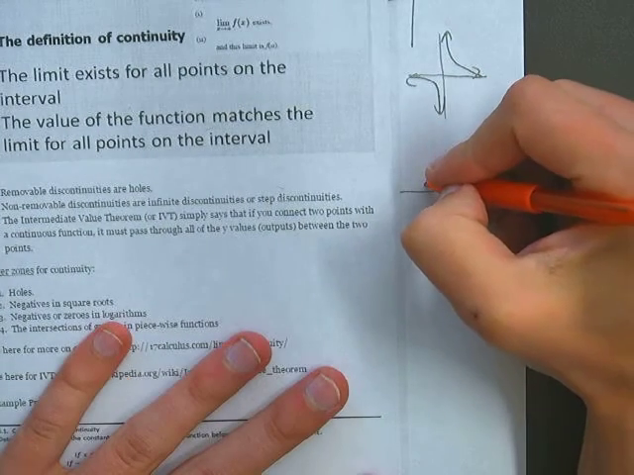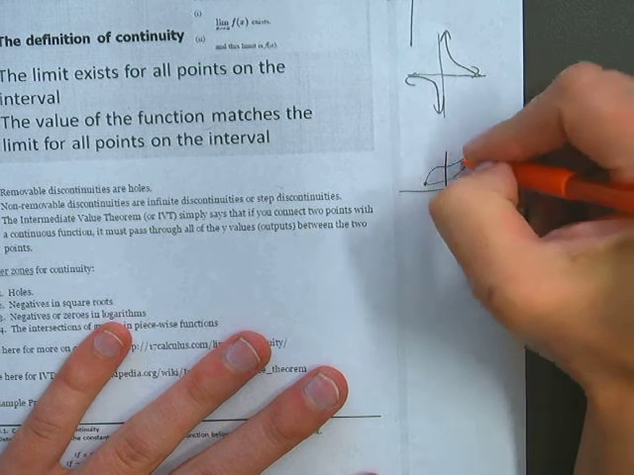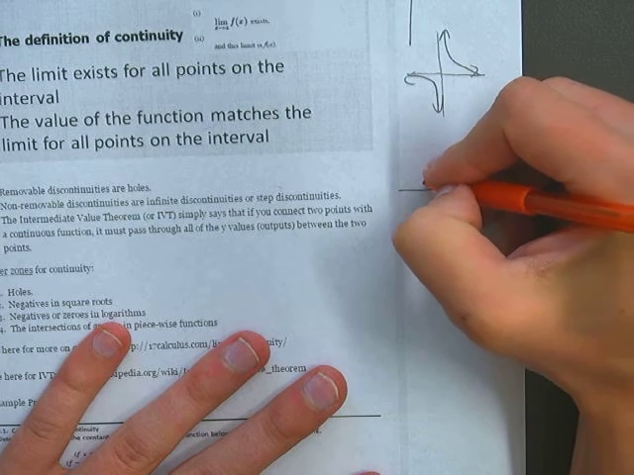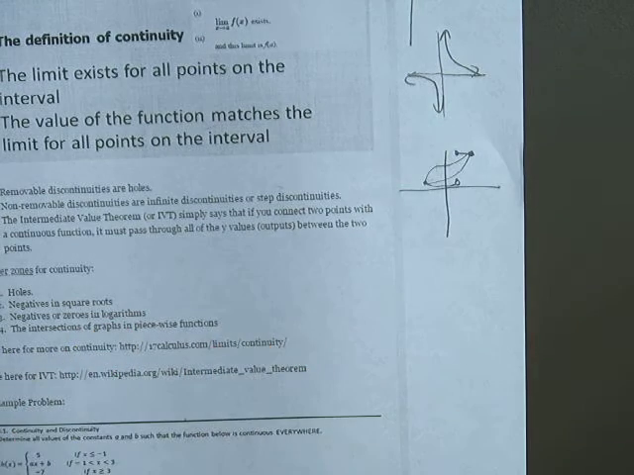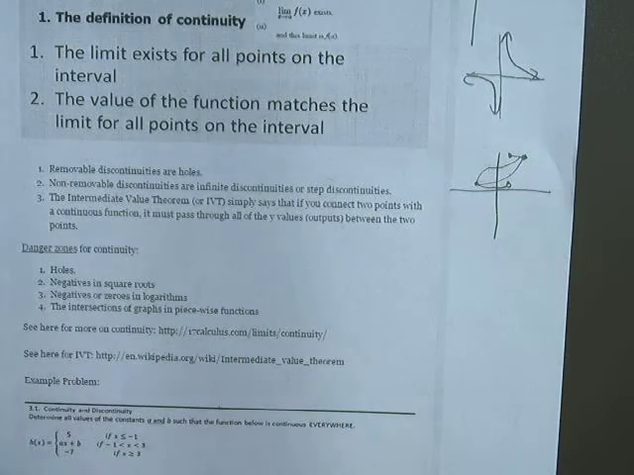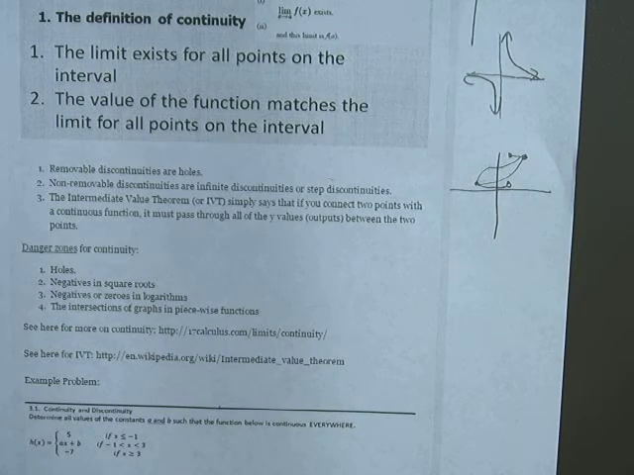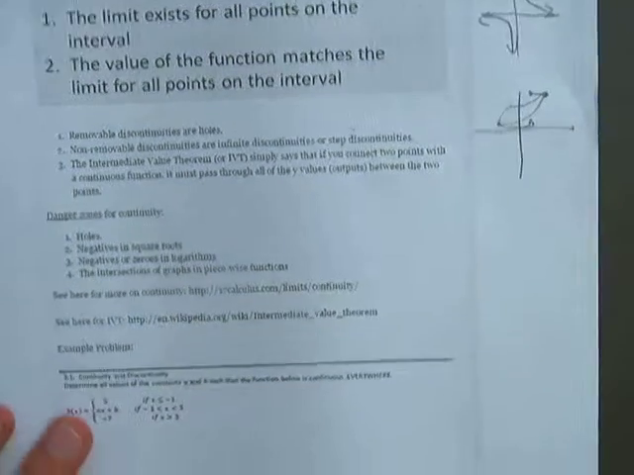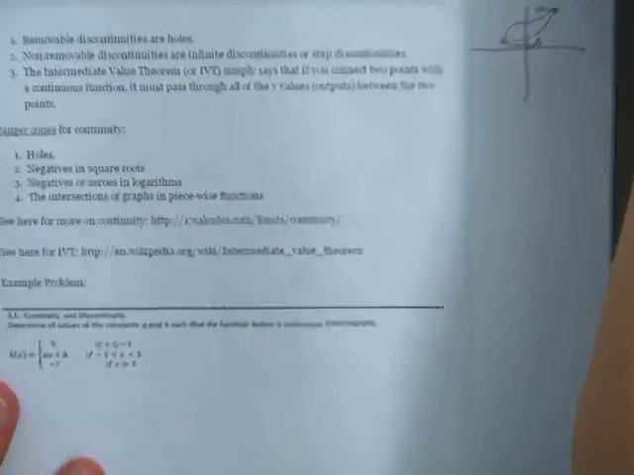All it says is, if you're connecting these two points, you have to go through all the y's unless you break it and do something like a hole and warp up here. But that breaks continuity, so the whole idea of continuity making us go through all those points, that's what the intermediate value theorem is. Alright, very important for you to know in this section is the danger zones for continuity.